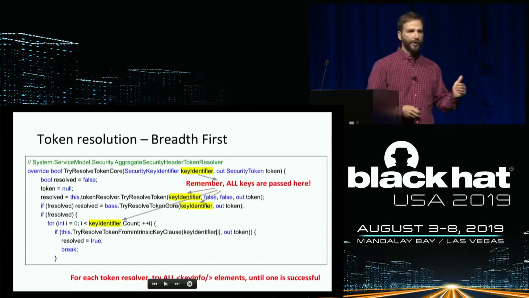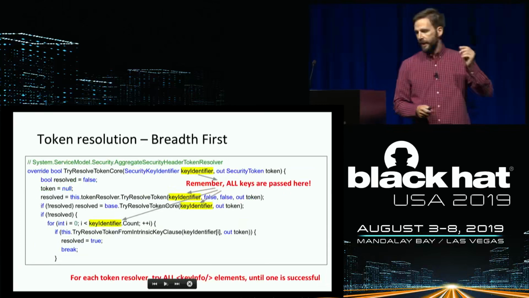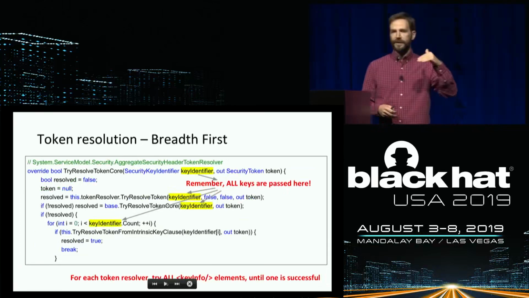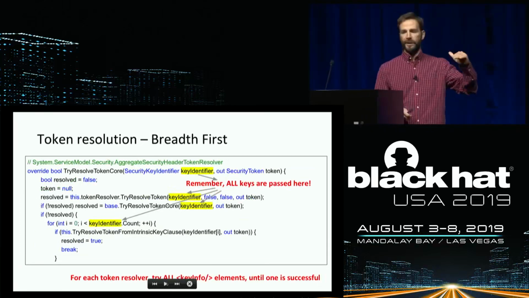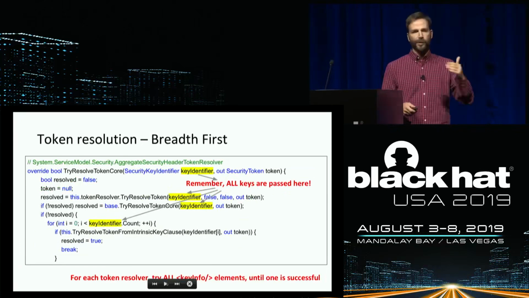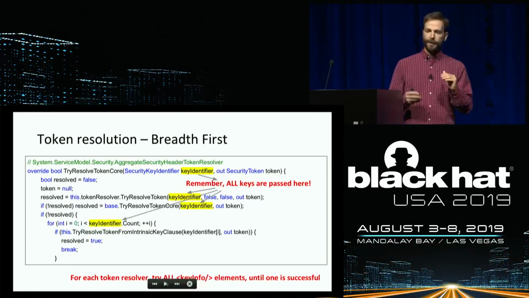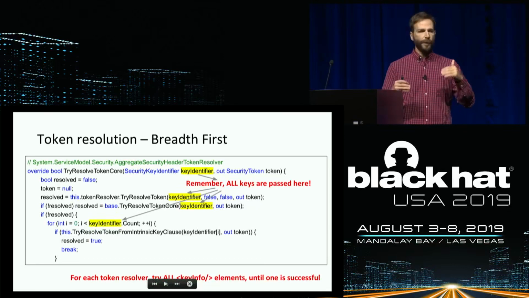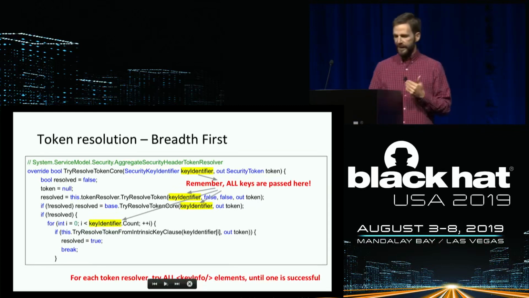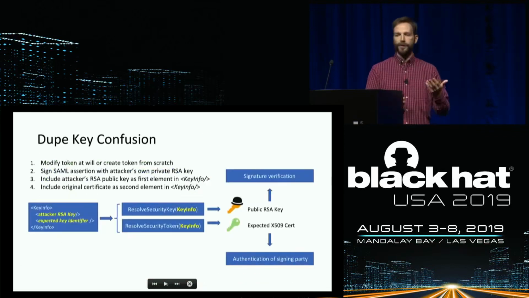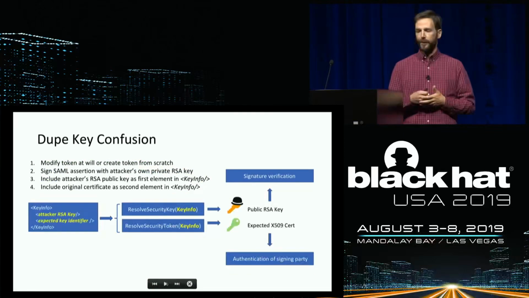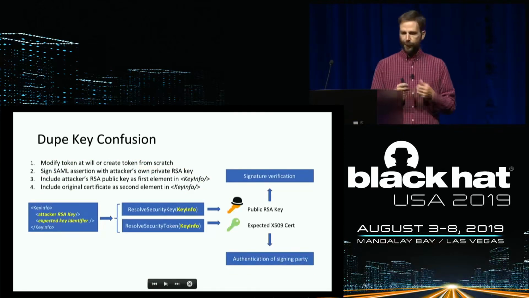Now for the token resolution, the approach is slightly different. Instead of iterating first through all the keys, it iterates first through all the resolvers. It will try all the resolvers, and then for each resolver, it will try all the keys. So what we can do is abuse that, because even if this difference is very small, we end up visiting all the combinations of keys and resolvers, but in a different order. We can abuse that, and this is what we do for attacking, for example, WCF web services like Exchange. So first of all, we can modify an existing SAML token or create one from scratch.